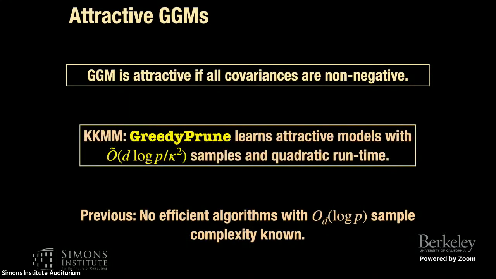Okay. And what we do is give an algorithm which we call greedy prune, and we'll see it learns attractive models with d log p over kappa squared sample complexity, which is what we were shooting for. And the runtime is only quadratic.